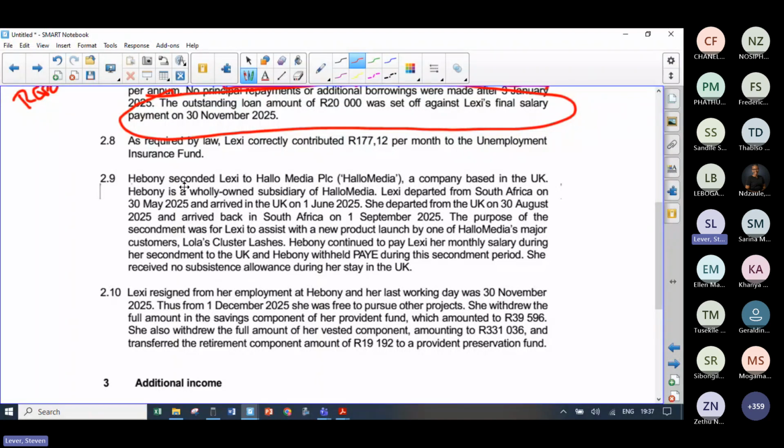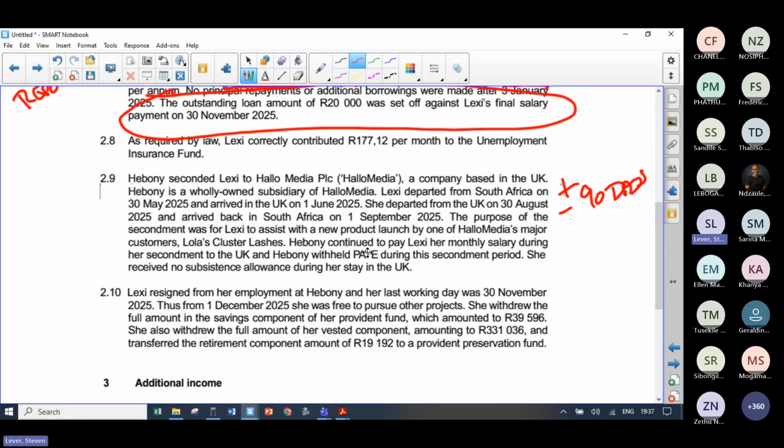It says, Hebony seconded Lexi to Hello Media PLC, a company based in the UK. Lexi departed on 30 May and landed in the UK on 1 June. She returned on 30 August. So June, July, August, it's plus minus 90 days. Okay. It says, the purpose of the secondment was for Lexi to assist with the new product launch by one of Hello Media's major customers, Lola Cluster Lashes. Hebony continued to pay Lexi a monthly salary during her secondment to the UK, and Hebony withheld PAYE during the secondment period. She received no subsistence allowance.